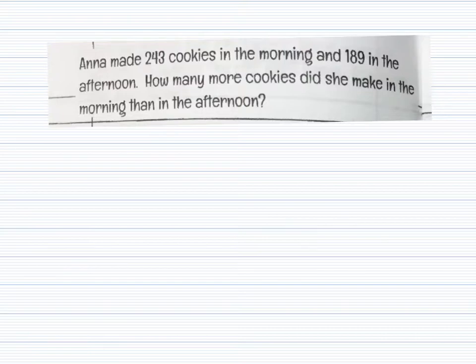Okay, so let's go back to our problem because I'm going to want to circle some important information. It said Anna made 243 cookies in the morning. I'm going to put an M for morning. And 189 cookies in the afternoon. I'll put an A right next to that number. That's the afternoon.